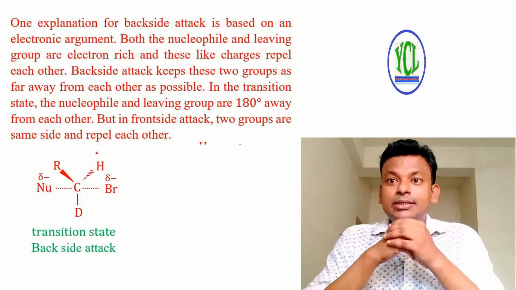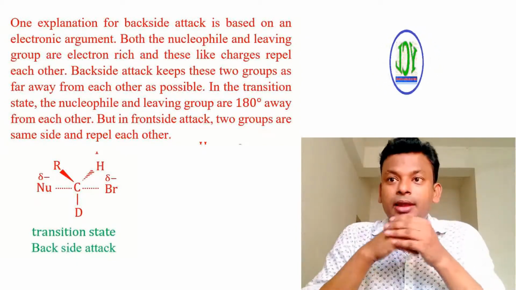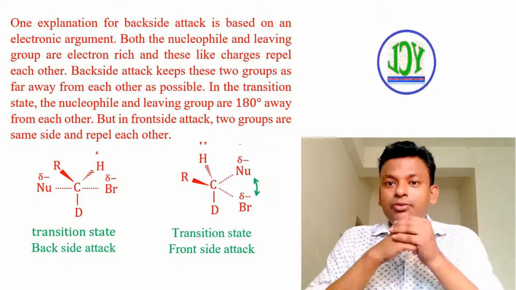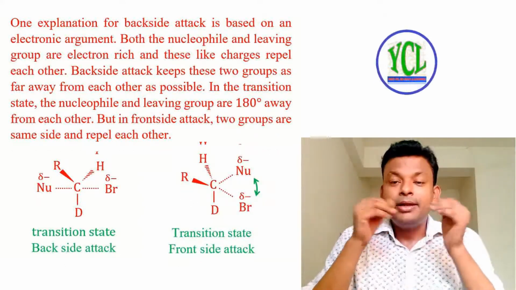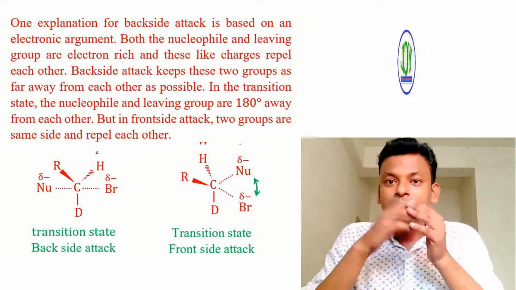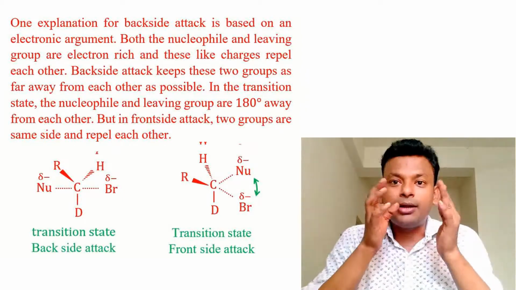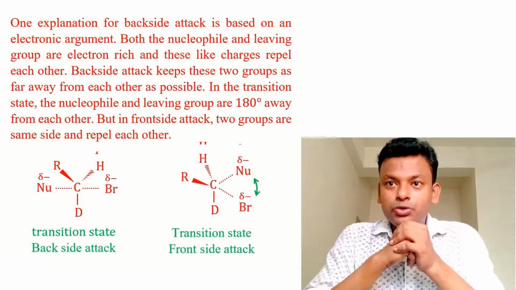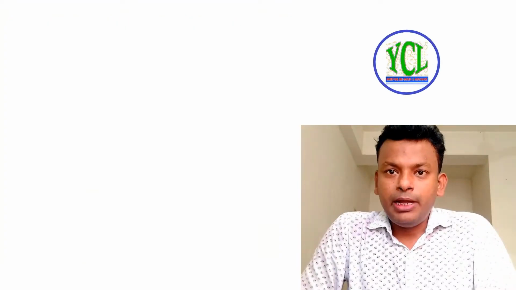So this is the transition state of backside attack. In front side attack, the negatively charged Br and the nucleophile are on the same side and repel each other. So the energy of activation is high in front side attack, but in backside attack the energy of activation is low. So next, a sample problem.